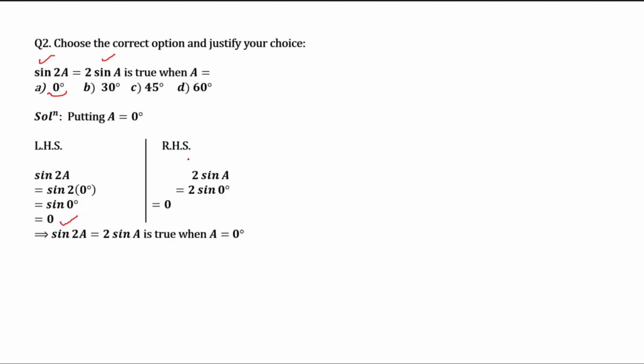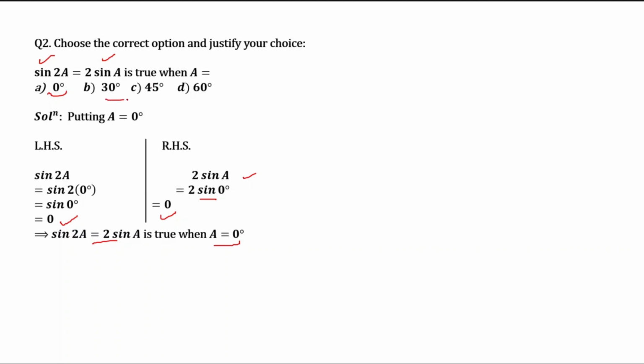Solving right hand side. Right hand side was 2 sine a. So 2 times sine of a. A is 0. So sine 0 is 0. 2 times 0 is 0. So left hand side and right hand side both are giving you the answer as 0 when you are substituting a as 0. It means sine 2a would be equal to 2 sine a when a equals 0 degrees.